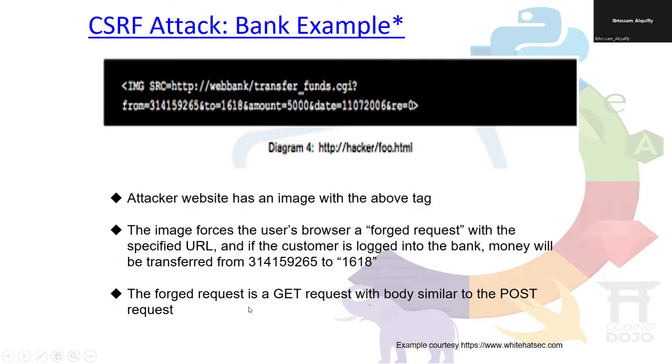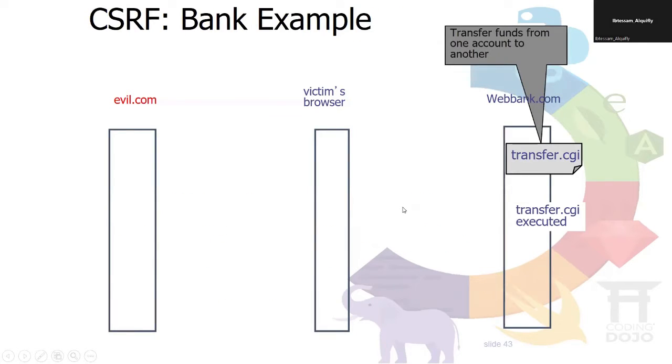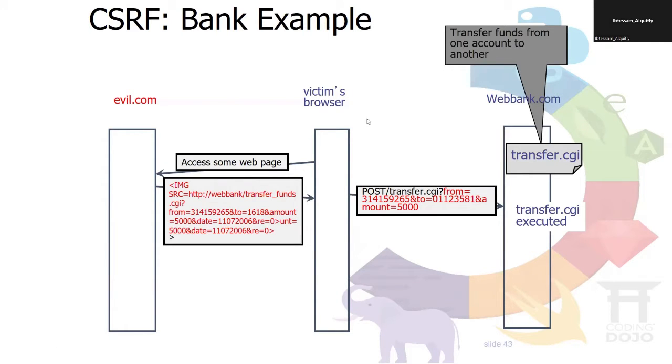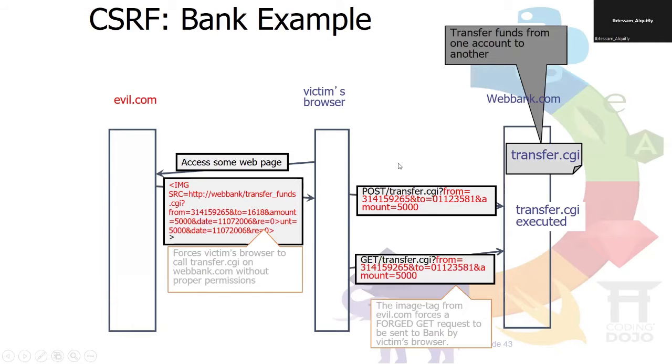Again, the forged request is a GET request with a body similar to the POST request, and this will be executed from the attacker's website. And this is how it works, guys. If you want to see how it works, again, you are authenticated to this website, and then when you are trying to transfer money, this is the normal transfer page. You will transfer money normally. You will do a POST from this account to this account, and this is the amount, and it will be executed.